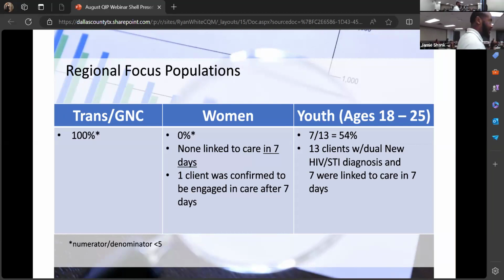to capture all 3 populations through all 9 subrecipient agencies. The numbers here at the top with the asterisk next to it just indicates that we have a numerator/denominator less than 5, but we were able to link 100% to care here and trans/gender nonconforming. None were linked to care in 7 days here, but there was one client that was confirmed to be engaged in care after 7 days. And then for youth, 7 of the 13 were linked to care. 13 of them were dual STI/HIV diagnosis.